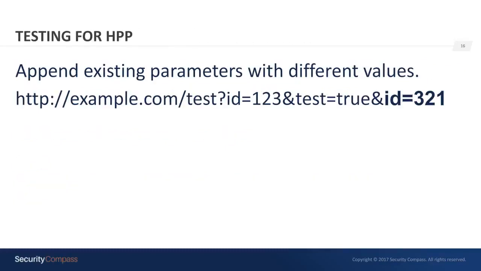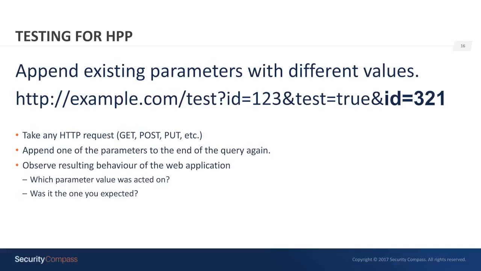How do you test for HTTP parameter pollution? Well, simple. You append existing parameters with different values. So in this example URL below, you will see that the parameter ID has a valid value of 1, 2, 3. At the same time, ID I've given it a value of 321. And I'm not concluding anything. I would send this and I'll see how the application behaves, which means how does the underlying SQL interpreter handle it? Does it do anything? Or how does it handle different values given to the same parameter?